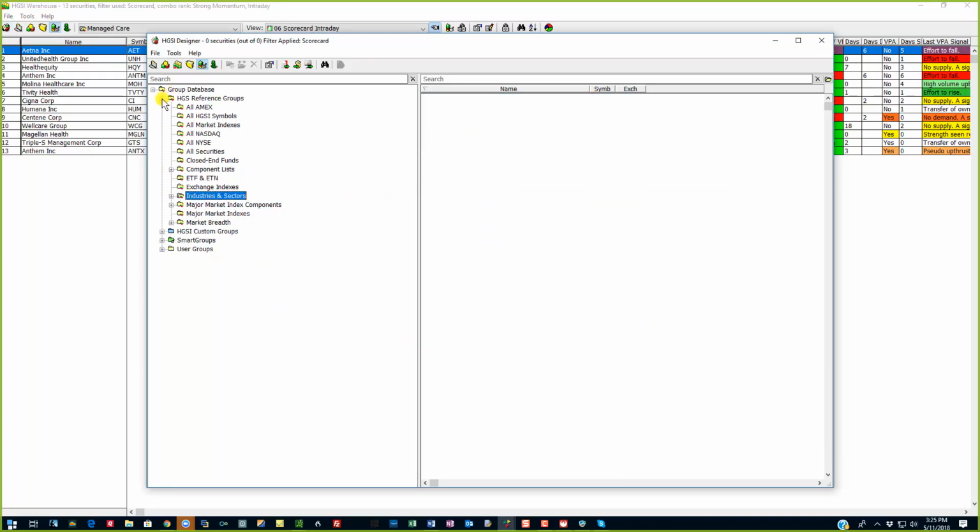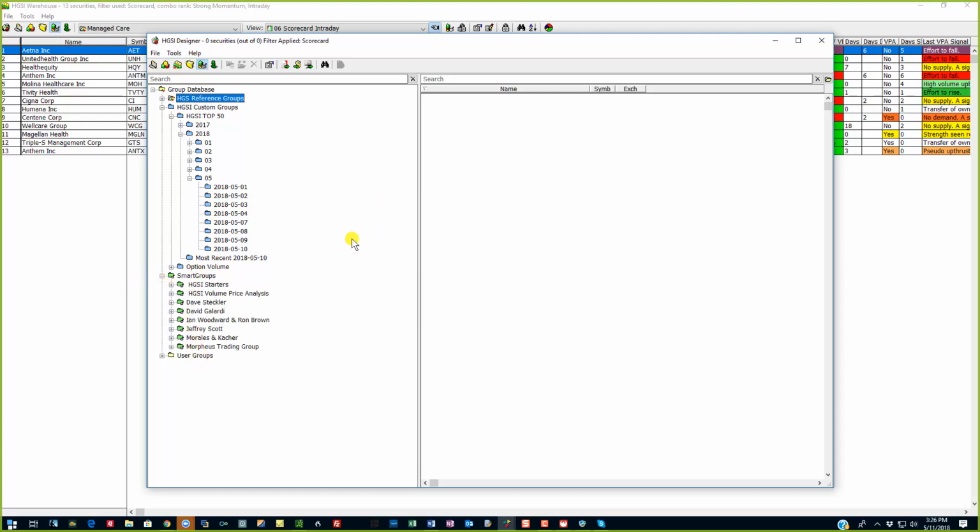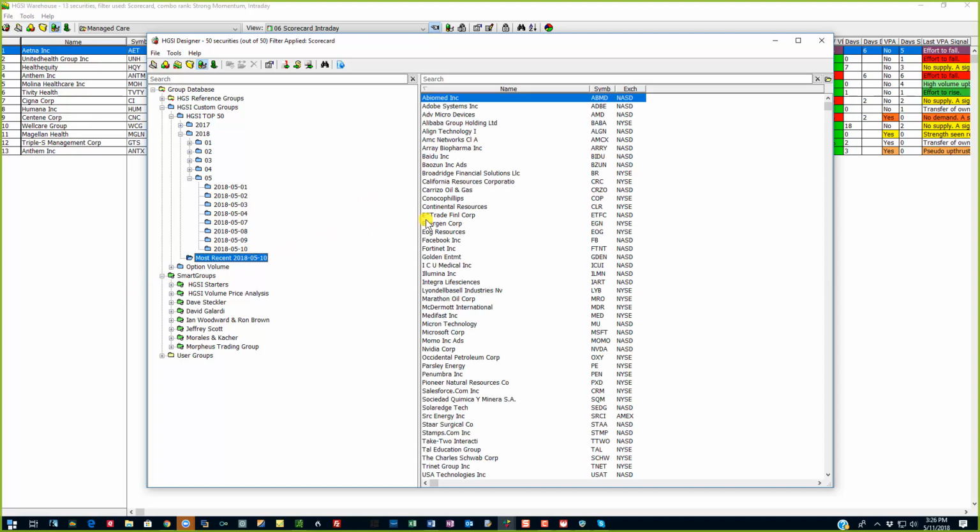And if you're considering using HGSI, you don't want to go through a bunch of prospecting like I'm doing. And by the way, you should if you want to get a feel for stocks. But you can start right here with this HGSI Top 50. These are generated every day, and they're generated off of the smart groups down here. Not all the smart groups, but some of them. Now this is the most recent day, today's or yesterday's data.